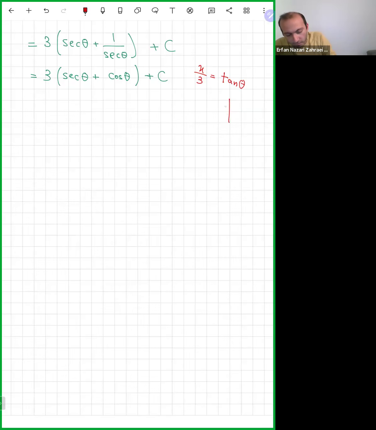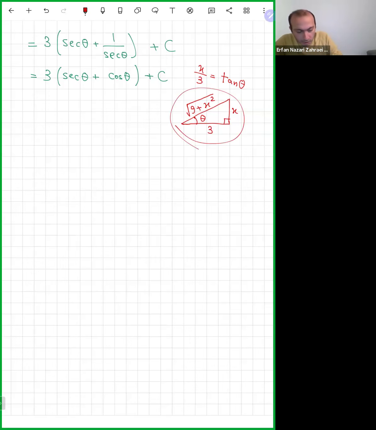How would I write secant and cosine in terms of x? I need to use a reference triangle. If I have a right angle triangle with one of the angles theta, then tangent theta is opposite over adjacent, but it's x over 3. So let's say opposite is x, then adjacent is 3. What would be the hypotenuse? I use Pythagorean: this squared, which is 9, plus this squared, which is x squared. Root of 9 plus x squared is the hypotenuse.